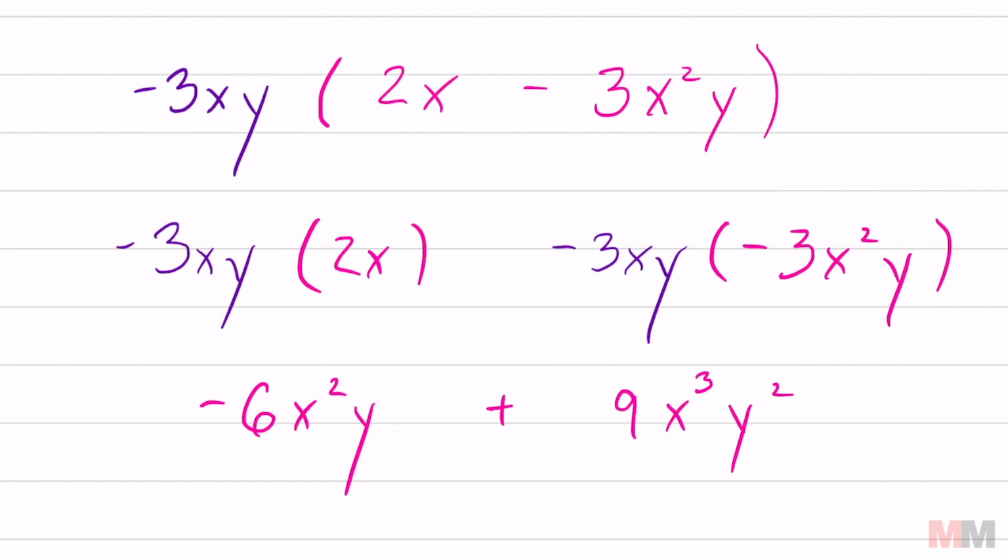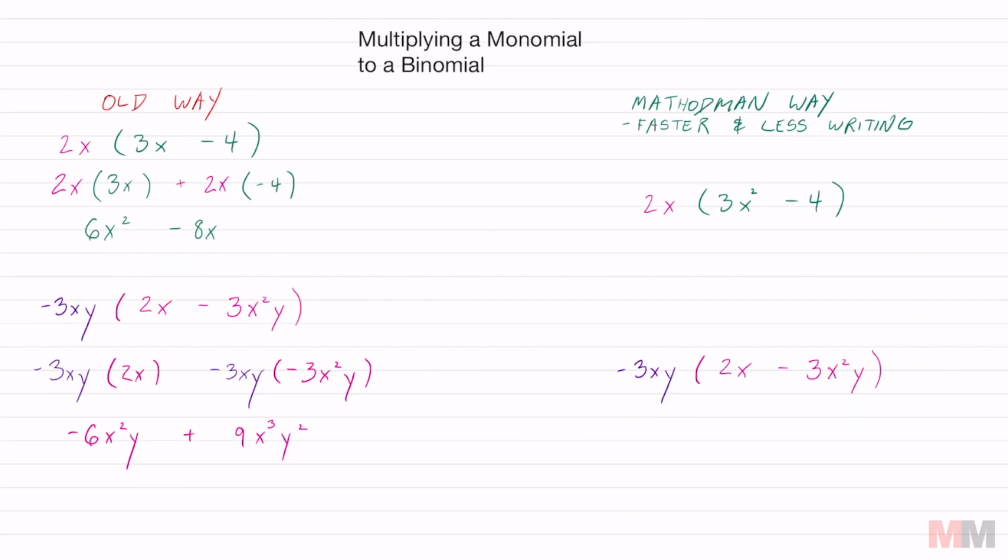Doing the other one, negative 3 times negative 3 is a positive 9. x to the first and x squared gets you x to the third. Y times y is y squared. The old school way, I like it because you can visually see and understand what's going on. But I'm all about the new method, faster way, less writing.